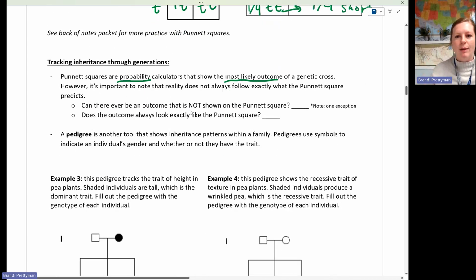But in reality, could I flip a coin 10 times and get heads every single time? Yeah, I could. It's not probable, but it's possible. So those two words, there's a distinction that we have to understand when we're looking at Punnett squares. They don't show the guarantee of an outcome. They just show what's most likely. So can there ever be an outcome that is not shown on the Punnett square? No. That's one thing to note.